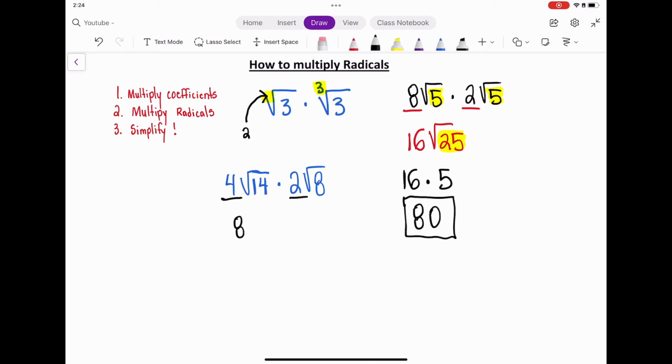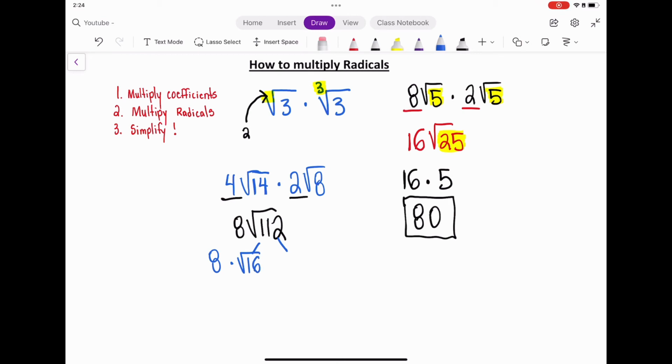So after we multiply our coefficients, we're going to get 8 radical 112, right? Now, when we're thinking about the perfect squares that go into 112, I think that we could use 16, right?